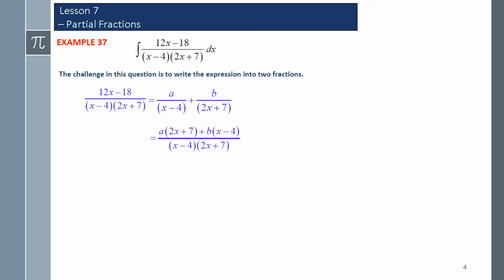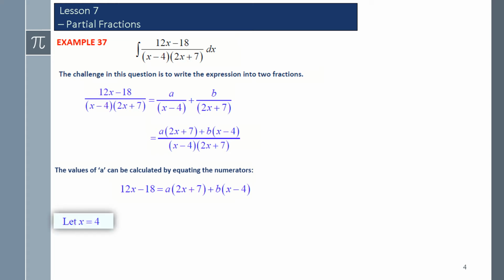Step 2, let's cross multiply to create common denominators. So we have our A times 2x plus 7, our B times x take 4, and we multiply to create common denominators. The value of A can be calculated by equating the numerators. So this numerator has to be equivalent to this numerator. So 12x take 18 equals A outside of 2x plus 7 plus B outside of x take 4. Let x equal 4. If we let x equal 4, we're going to have B times 0, which means we can solve for A.